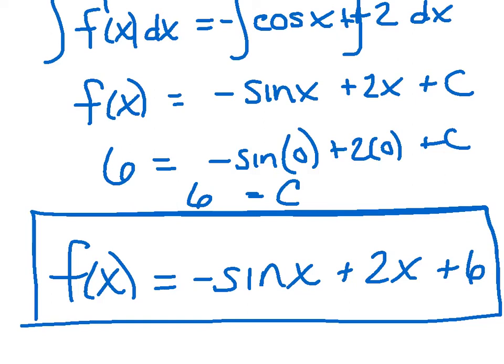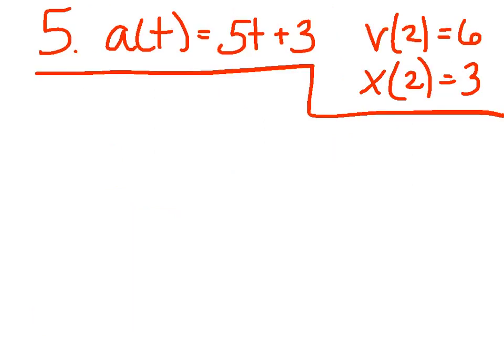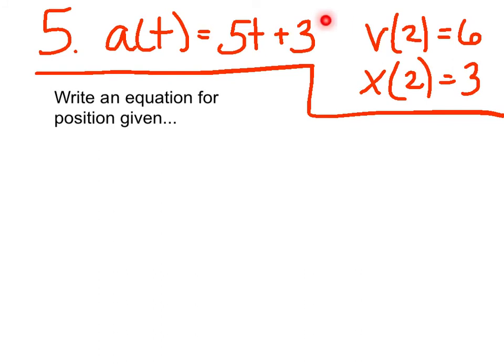All right, we've got one more to try, and hopefully you're feeling pretty good about these. Okay, I'm given a of t equals 5t plus 3, v of 2 equals 6, and x of 2 equals 3. And the question wants me to write the equation for position. So again, just a little self-talk. You're given acceleration, you eventually need to get to position, which means you need to integrate twice. So just take them one at a time.